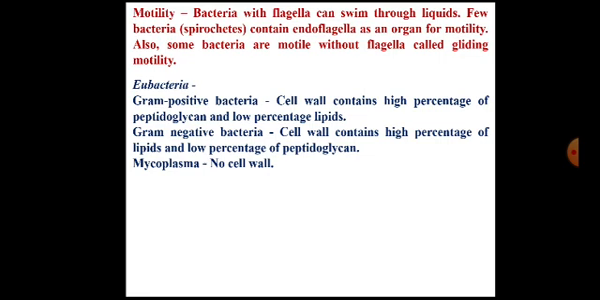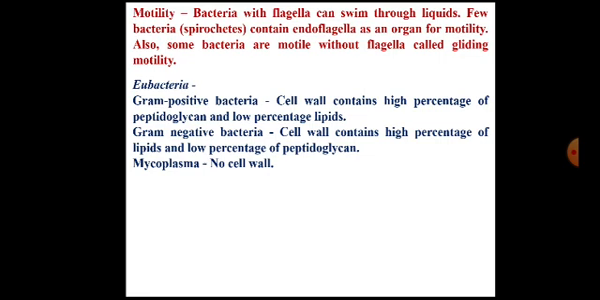Eubacteria are divided into three categories: gram positive, gram negative, and mycoplasma. The basis of their classification is presence or absence of cell wall. Mycoplasma is the group in which there is absence of cell wall. If bacteria have a cell wall, then there are two groups, gram positive and gram negative.